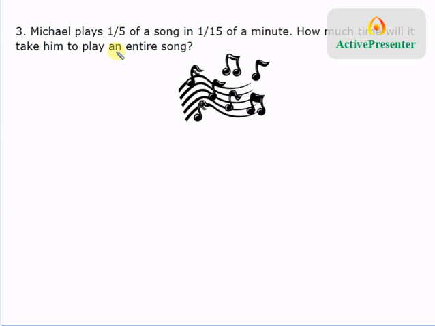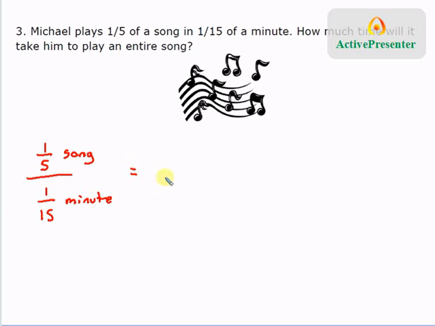We know that Michael plays 1/5 of a song in 1/15 of a minute. Again, we have a rate here. 1/5 of a song in 1/15 of a minute. And I'm going to make sure that I write out my units, or in this case, the thing that I'm having a ratio for. 1/5 of a song to 1/15 of a minute.